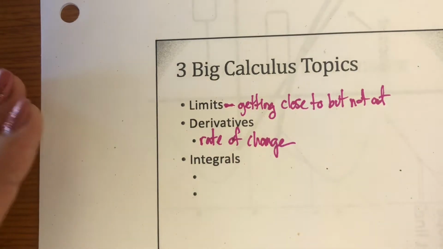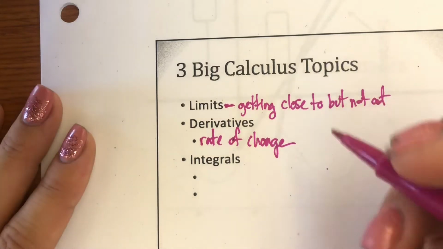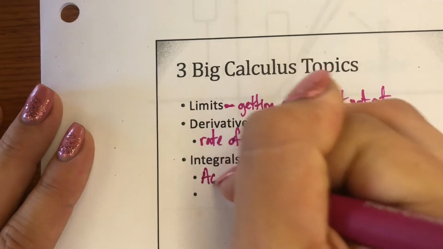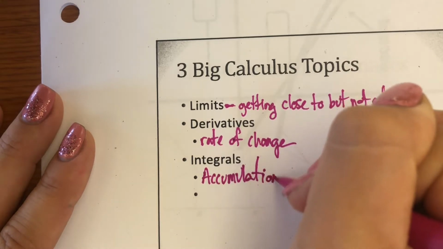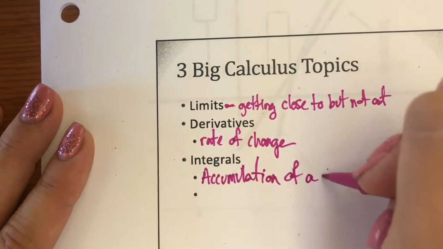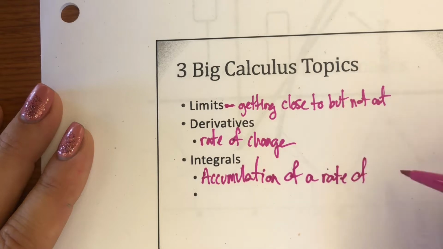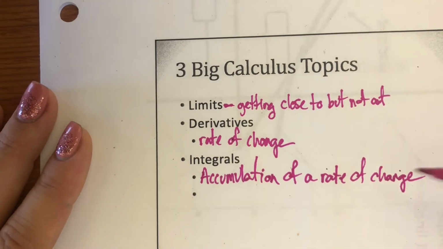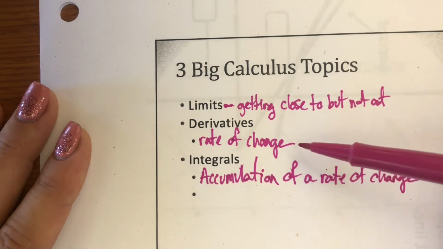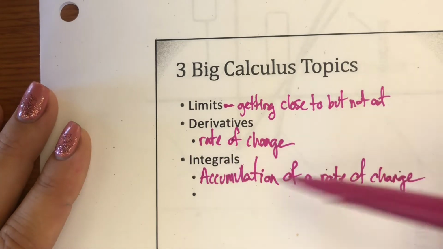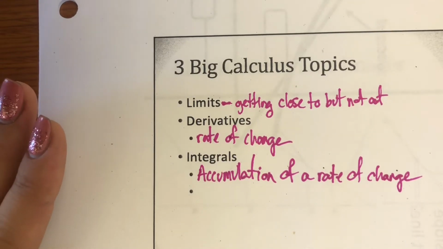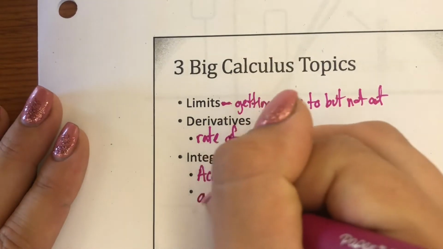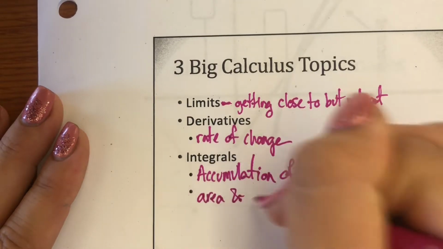Okay, integrals. There's 2 ways to think about integrals. You can think of them as an accumulation of a rate of change. So you can see that these are related, right? This one's a rate of change and this one's accumulating that rate of change. A lot of concrete applications, you can think of it as area and volume.